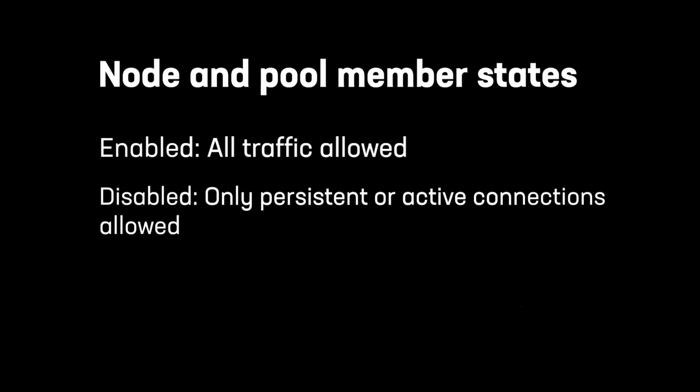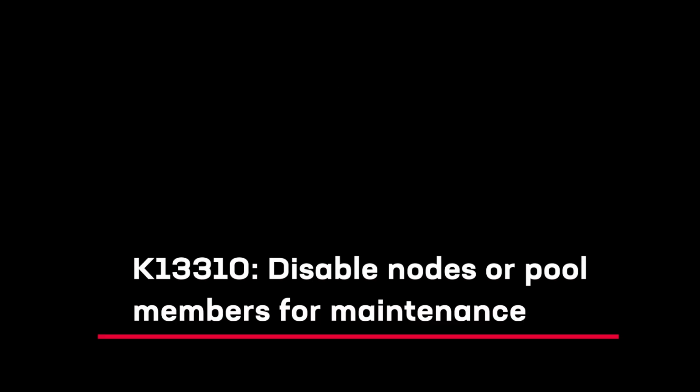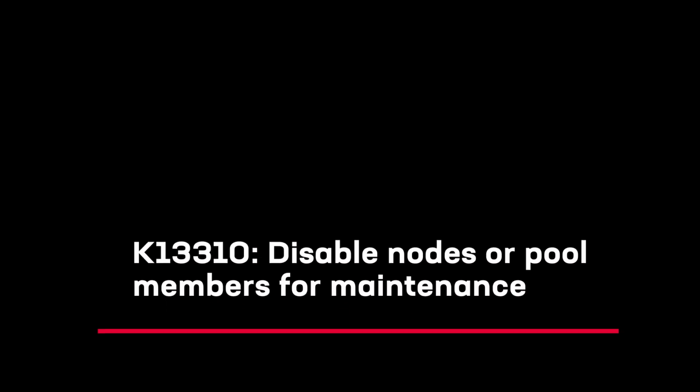Nodes and pool members can be in one of three states: enabled, with all traffic allowed; disabled, with only persistent and active connections allowed; and forced offline, with only active connections allowed. You can set BIG-IP node and pool members to a disabled or forced offline state. When set to disabled, a node or pool member continues to process persistent and active connections. It can accept new connections only if the connections belong to an existing persistent session. When set to forced offline, a node or pool member allows existing connections to time out, but no new connections are allowed. For more details on these states, refer to this article linked below.